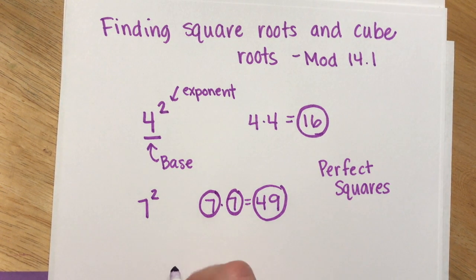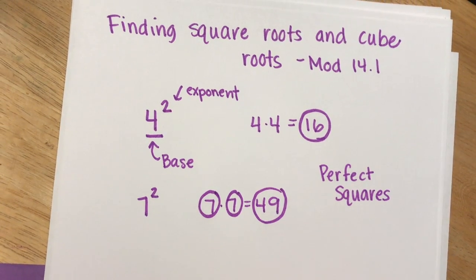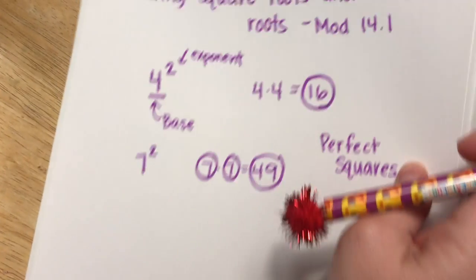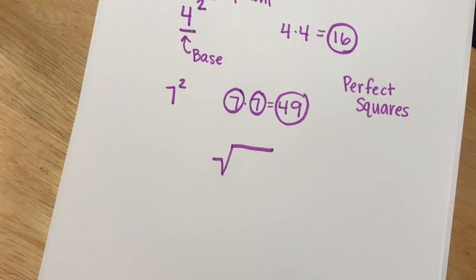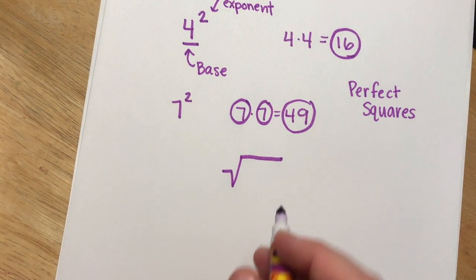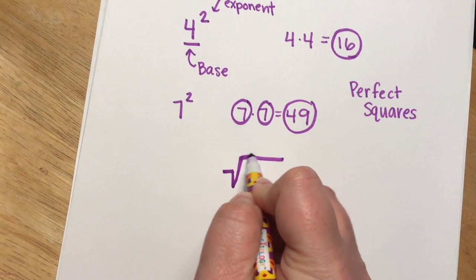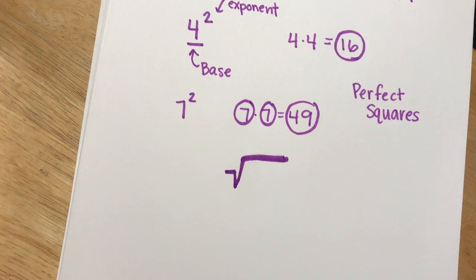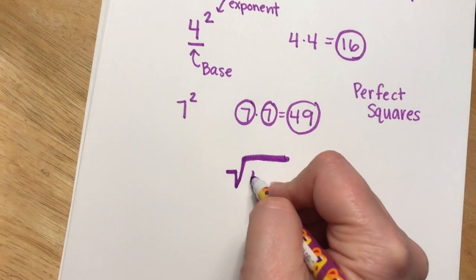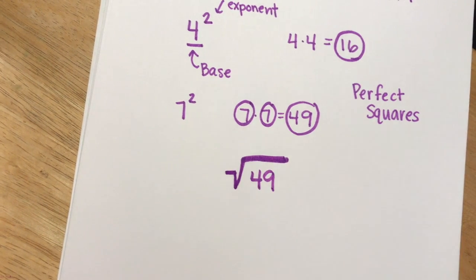Now, a square root is kind of like working backwards from here. This is the symbol for a square root. It looks like this. It kind of looks like a division sign, but don't get confused by it. It has this little hook in the front of it, okay? So this is the sign for a square root, and this is how it would look to you. So this would be the square root of 49.